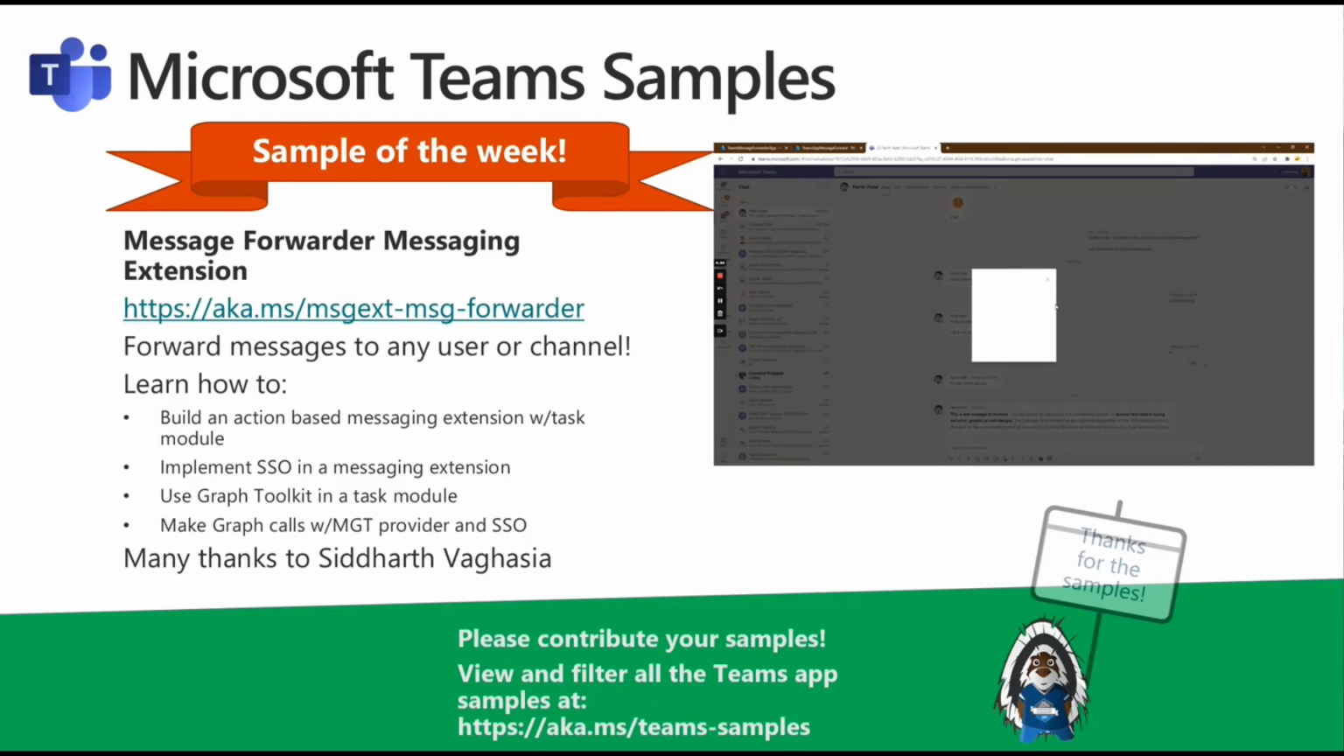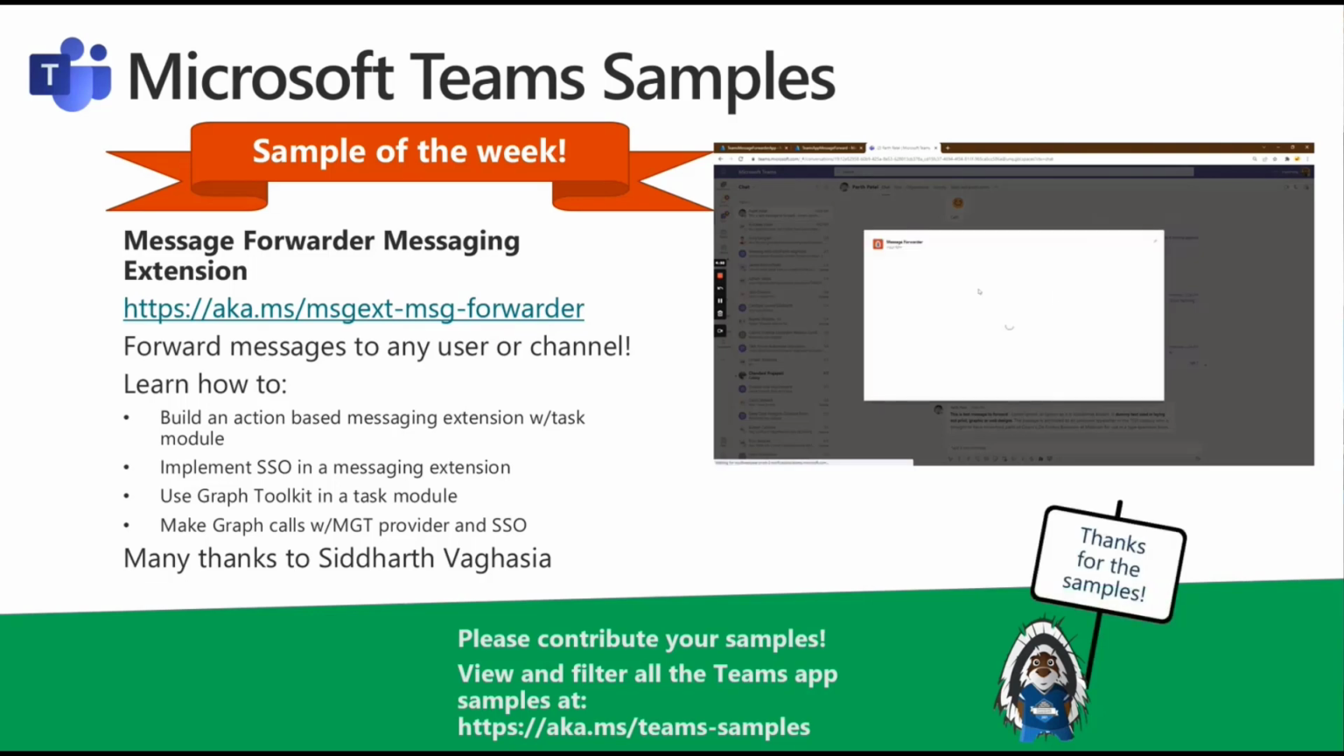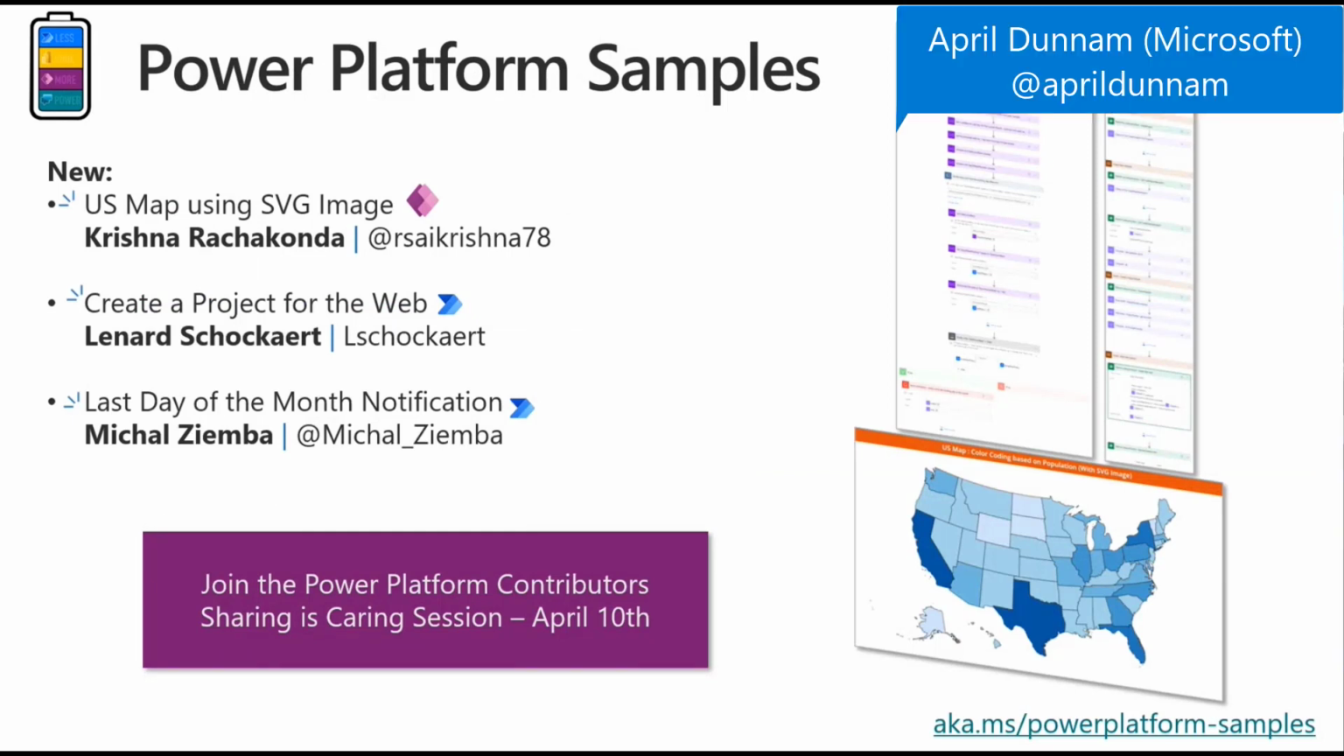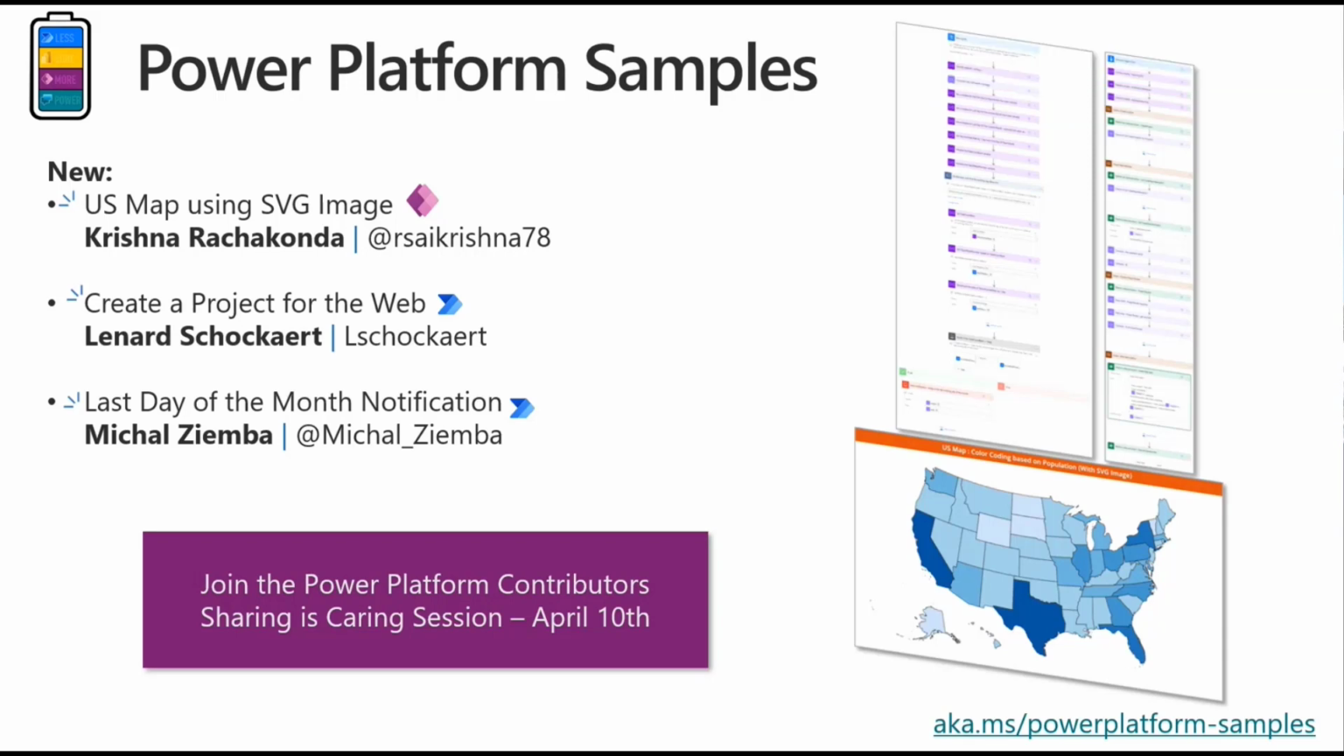Awesome. Thanks, Bob. And again, thank you to everyone for the amazing samples there and community contributions. Next up is Power Platform samples with April Dunham. Thanks, David. We have three new Power Platform samples this week. So we have a Power Apps Canvas app sample, which is pretty cool, by Krishna, that shows how you can use SVGs, scalable vector graphics, inside of Canvas apps to have a United States map. So really cool use case here to have an interactive visual using SVGs with the image control in Power Apps.